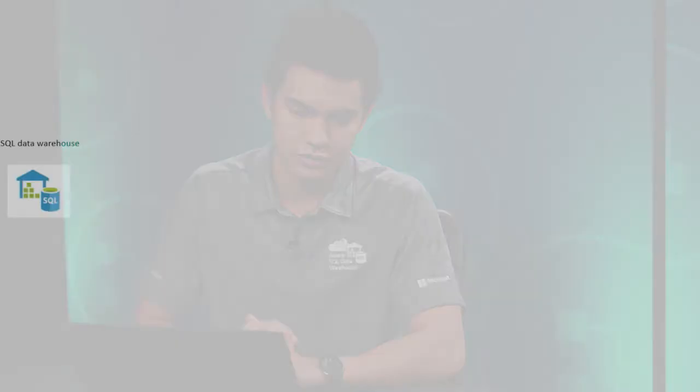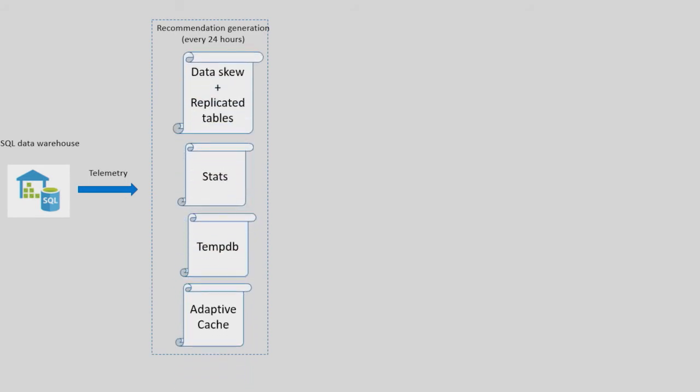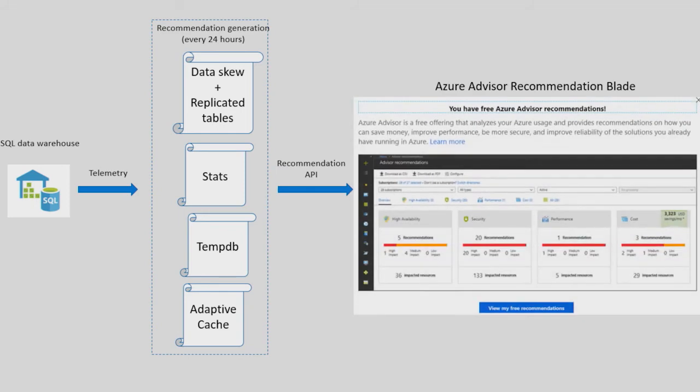So how do we deliver this to customers? We deliver this to customers seamlessly in the Azure portal. So today, when a customer provisions a SQL Data Warehouse, we are constantly emitting telemetry data and collecting this telemetry data and running analytics every 24 hours on this. And we're surfacing these recommendations based off of what we're seeing in telemetry directly to the customer in the Azure portal.